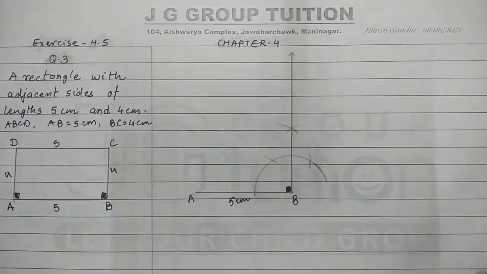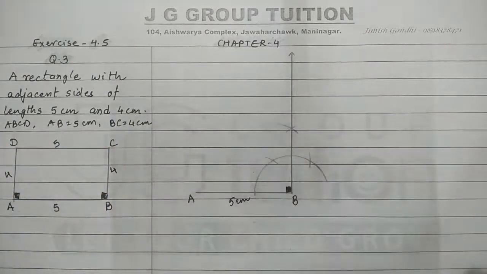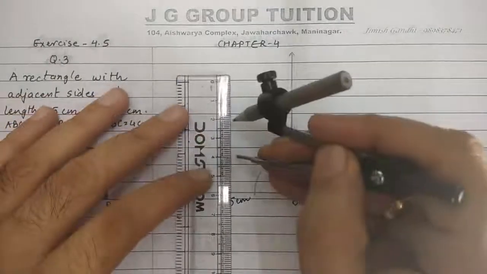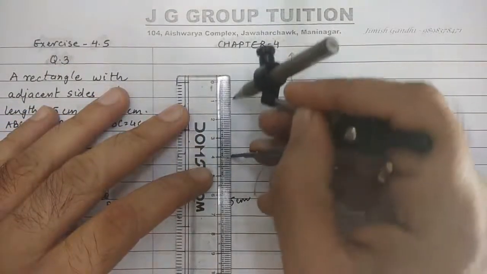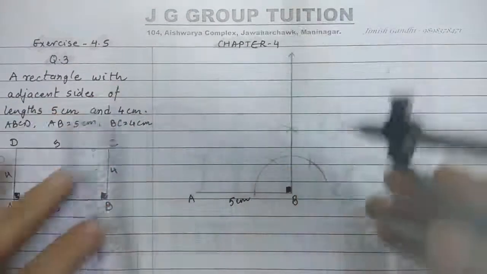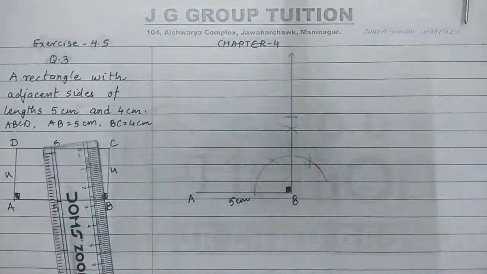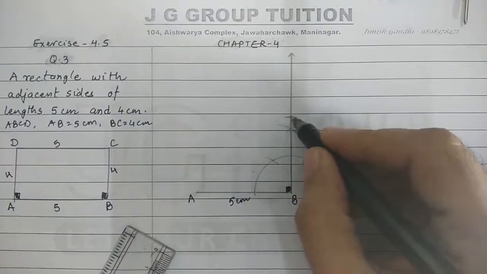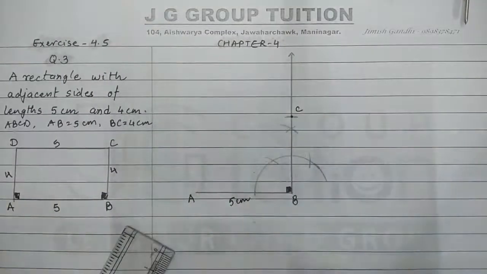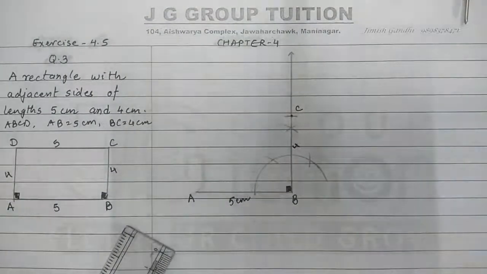Now which points are left? C and D. So BC, which is given 4 centimeter. So let's first obtain point C. Take the length of the radius of 4 centimeter. From point B we should draw an arc of 4 centimeter. So this is the point C, as we obtain this 4 centimeter.